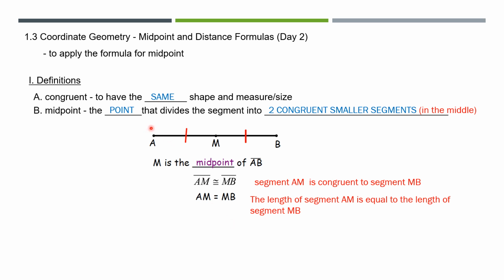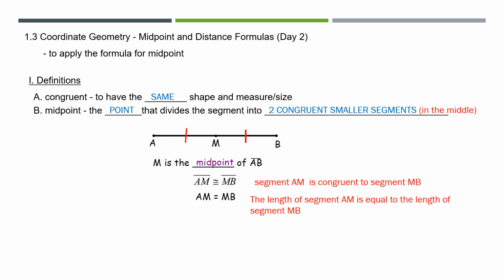So this is a logical progression in geometry. If you're given a picture like this, then you can say that point M is a midpoint. And if point M is the midpoint, then you know there are two congruent segments. And if you have two congruent segments, then you know their measures are equal.